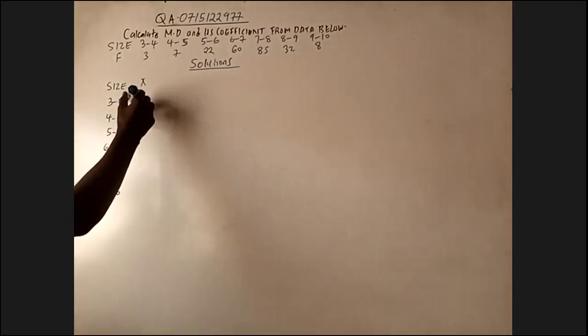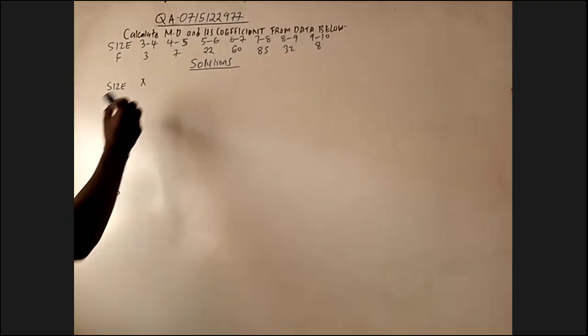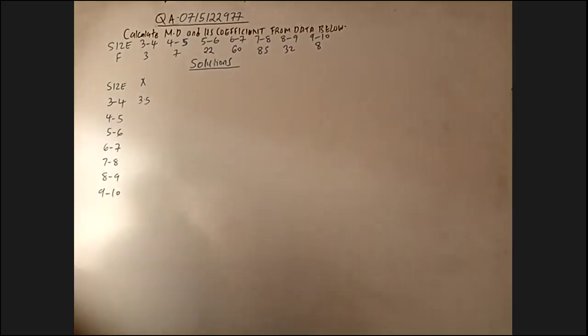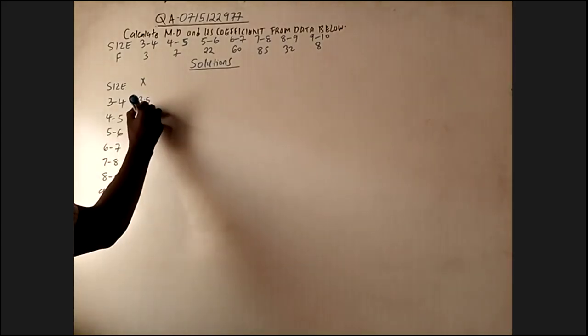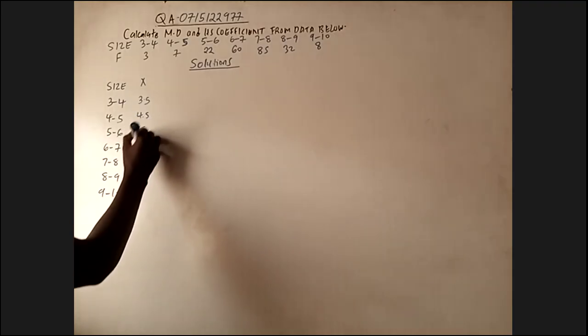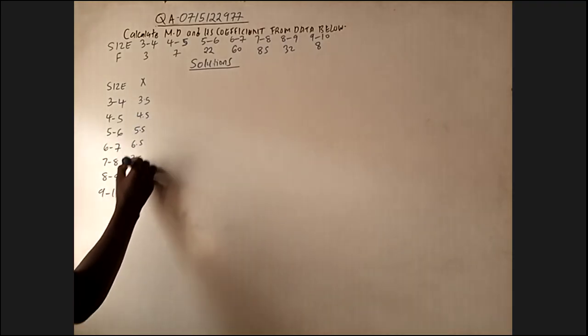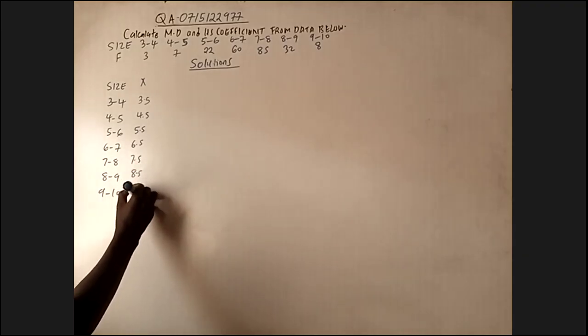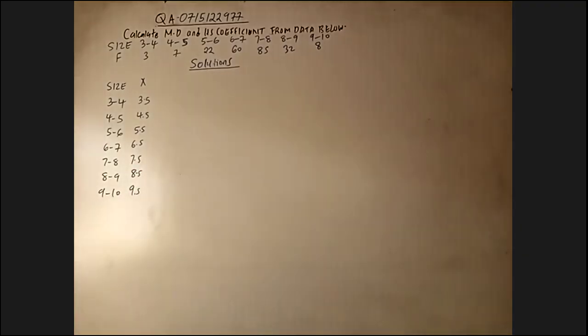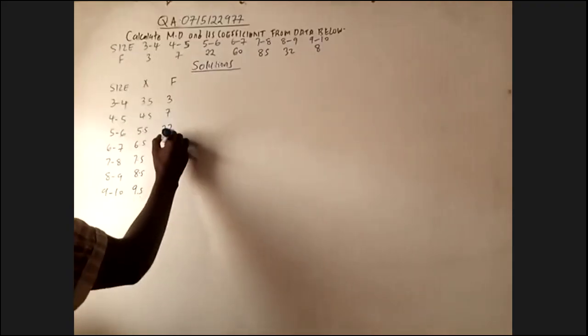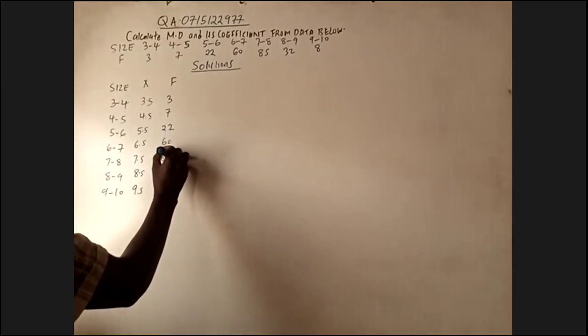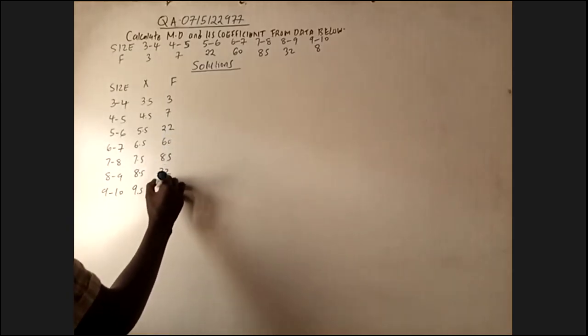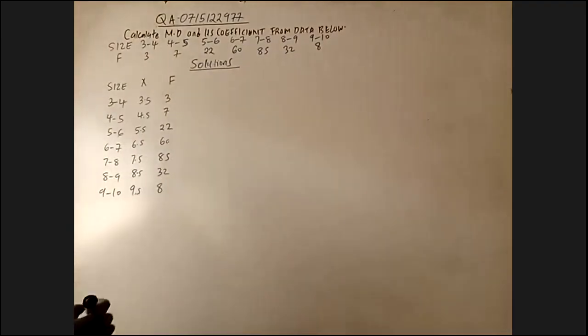So it will be 7 divided by 2, which is 3.5. 9 divided by 2 is 4.5. Then you add 1: 5.5, 6.5, 7.5, 8.5, 9.5. I think that one is correct. Now our f, this is our frequency. We have 3, 7, 22, 60, 85, 32, 8.